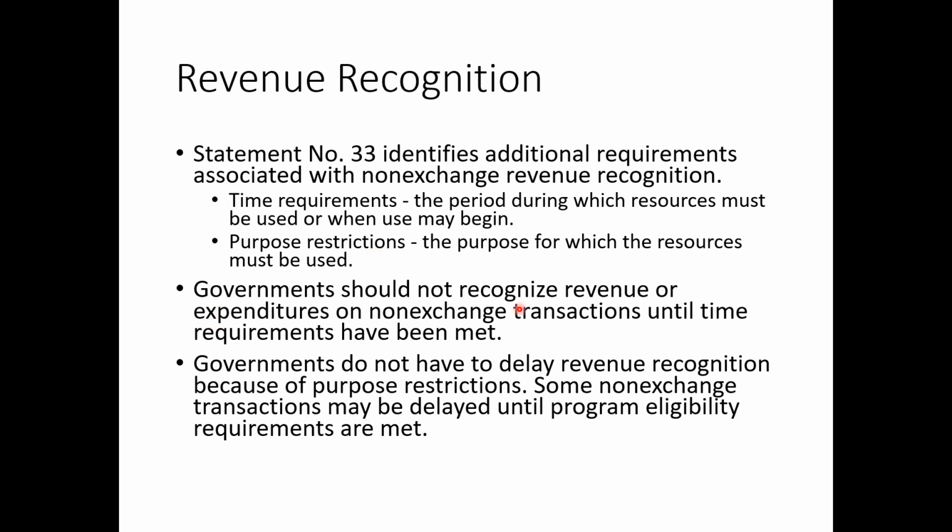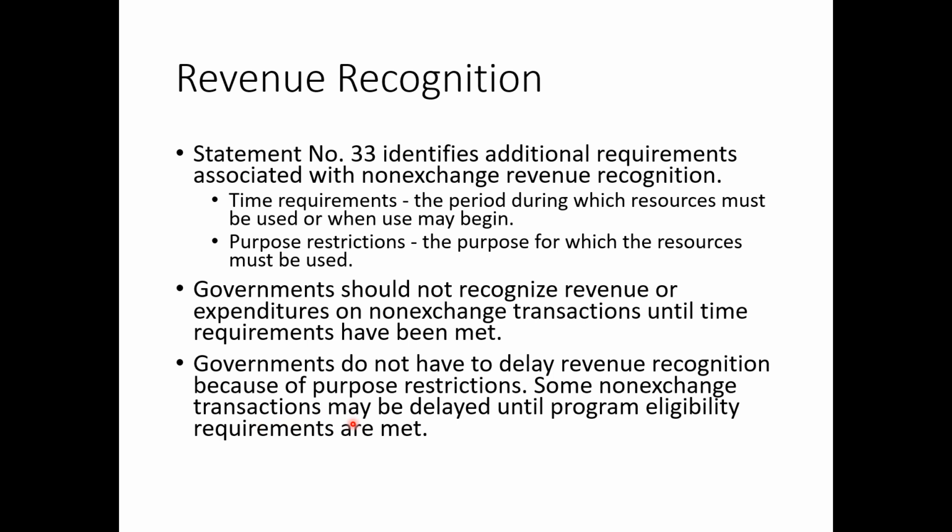So government should not recognize revenue or expenditures on non-exchange transactions until time requirements have been met. In the previous example, I received a grant in 2020, but I can only use it in 2021, then I should recognize revenues in 2021, until the time requirement has been met. And the government does not have to delay revenue recognition because of purpose restrictions. It does not affect revenue recognition.